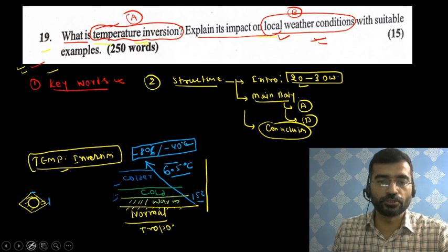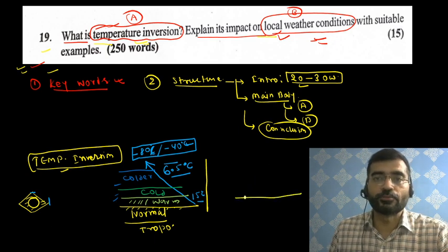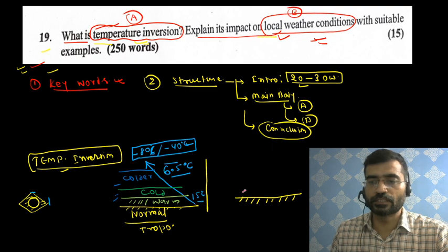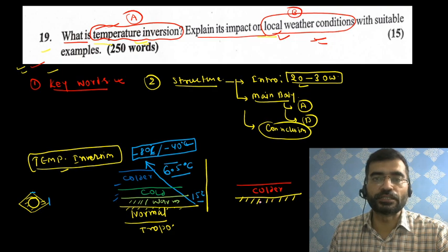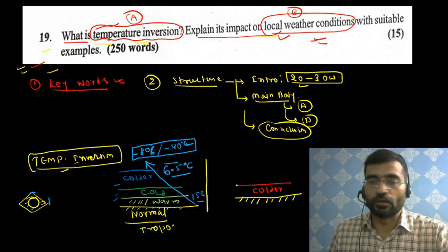But what about the temperature inversion? Temperature inversion is an abnormal condition. What is interesting with temperature inversion? The low-lying area, meaning the ground surface, experiences a very low temperature. So this becomes a colder layer. While temperature inversion occurs, the colder layer of air is superimposed by the warm layer.